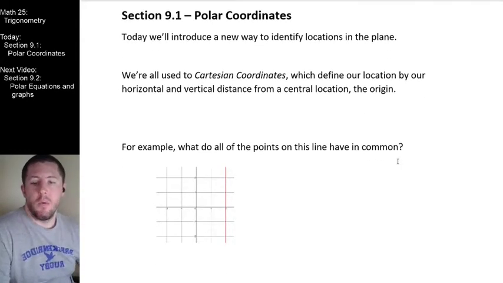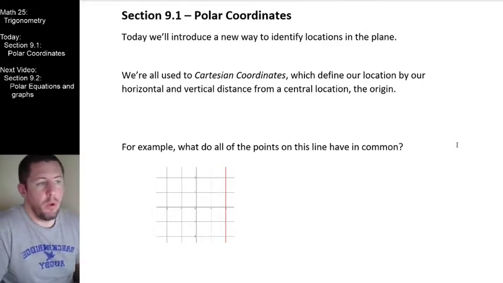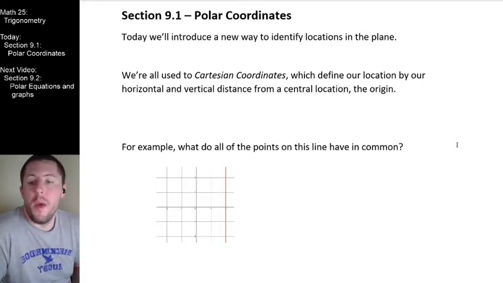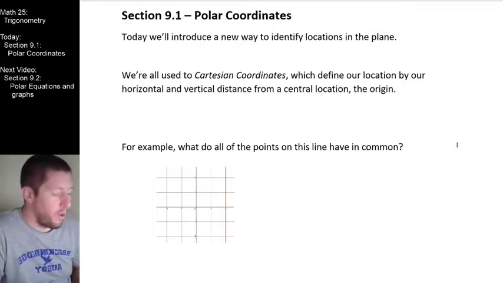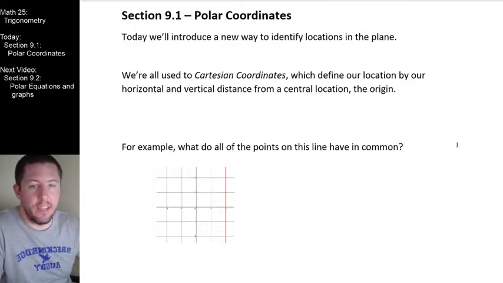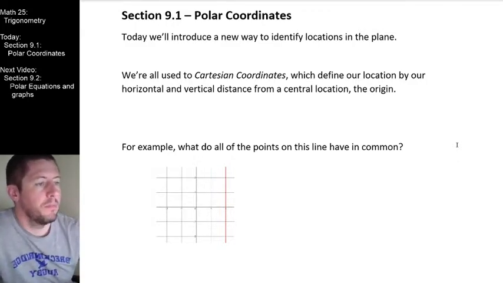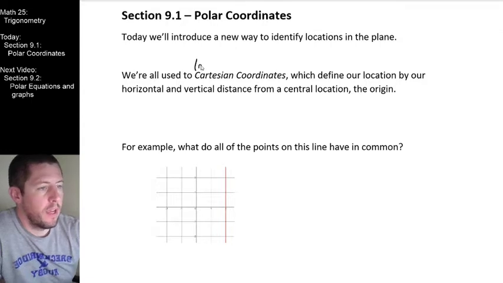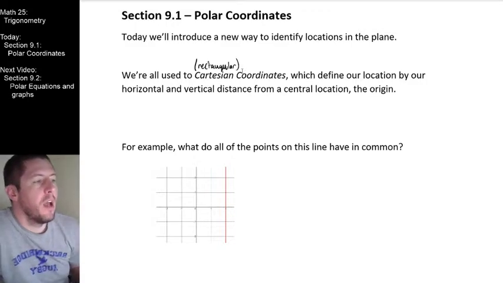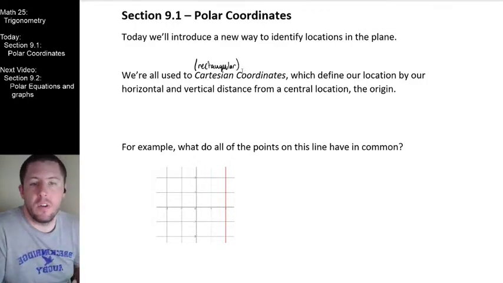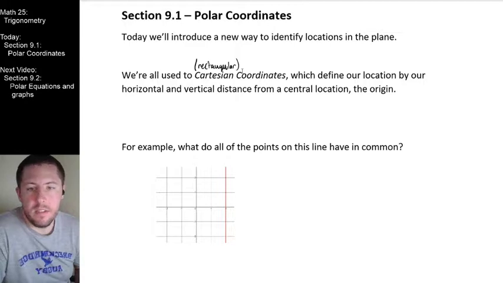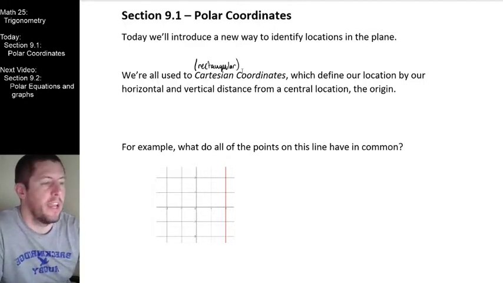So in section 9.1, what we'd like to do is introduce this concept of polar coordinates. This is going to be a new way for us to identify where certain locations are in the plane, and therefore it's a new way for us to identify different equations of graphs. What we're all really used to are called Cartesian coordinates or rectangular coordinates. Rectangular is another reference for the coordinate system that we always use. In our Cartesian or rectangular coordinate system, we define our location by our horizontal and our vertical distance from some central location, the origin, right?